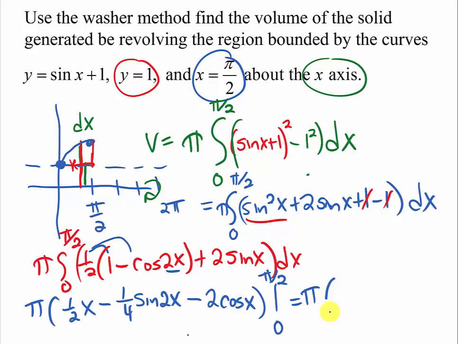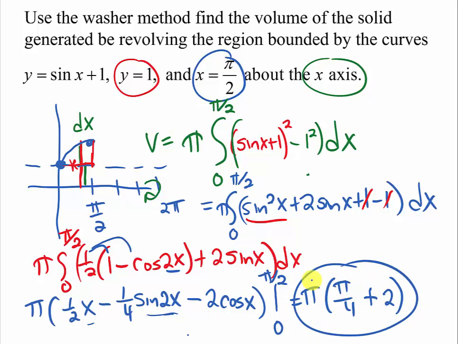Okay, so we still have our pi out in front. If I put in pi over 2, I'm going to have pi over 4. Putting pi over 2 in this term, it's going to be the sine of pi, which is 0. Putting pi over 2 in this last term, cosine of pi over 2 is also 0. So then minus, we're going to do the lower limit. Putting in 0 here is 0, but the cosine of 0 is 1. Times the negative 2 will be negative 2, and then it combines with that and makes that a plus. So this is the answer to our volume for this region.